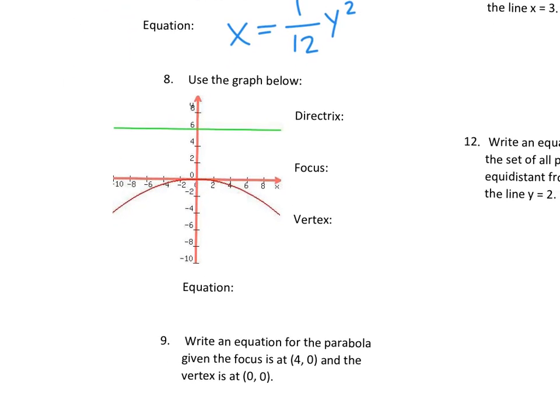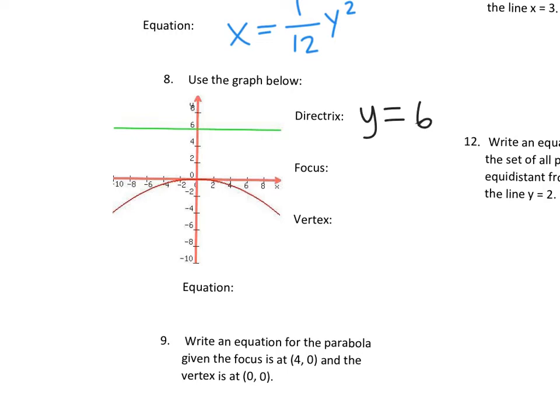And then number 8, the directrix is y equals 6. Actually, I can't see it. I gotta change this. Oops, I jumped the gun. So yes, my directrix is y equals 6.